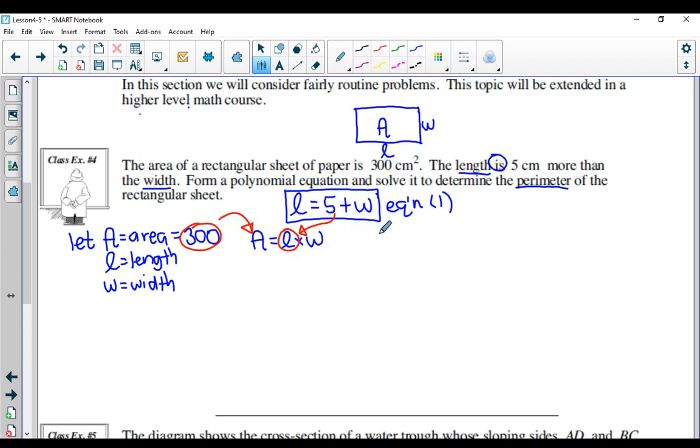If you go ahead and do this, it would then give you 300 is equal to 5 plus W multiplied by the width on the outside. I'm going to expand this equation to get rid of these brackets. So I'm going to do that by applying the W to both the 5 and to this W on the inside. And then this would give me 300 is equal to 5W plus W squared.